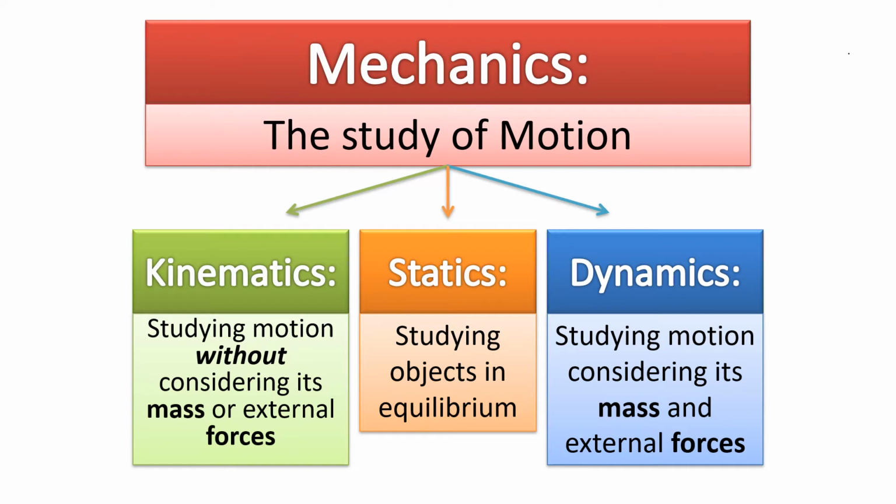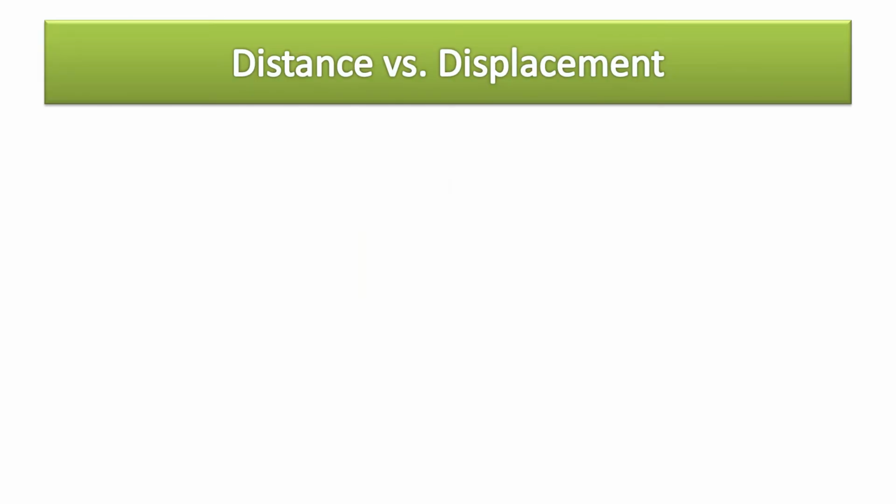So it's the study of motion considering its mass and its external forces, because it's not just the forces on the thing that matter. You have to take into account the mass as well in Newton's second law. But before we talk about all that stuff, we'll start by talking about kinematics. So the first thing we talk about, as I said, is distance and displacement.